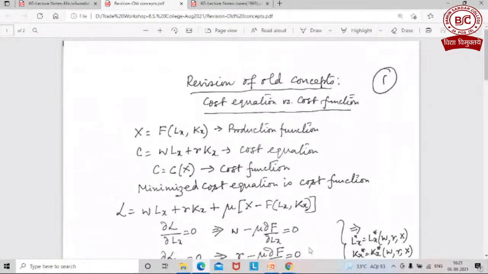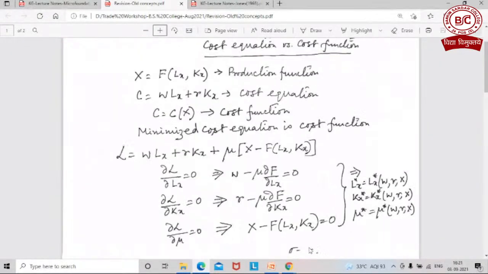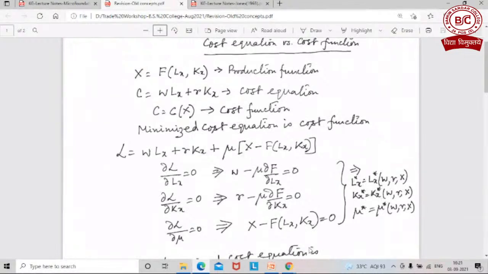The question is how the cost function is related to the cost equation. The cost function is actually the minimized cost equation. So for this, we minimize cost subject to the output constraint. Now, when we minimize cost subject to the output constraint, if you just have a look at this page, you will find the first order conditions. From the first order conditions, we can obtain three equations from which we can solve for three unknowns. And these unknowns are Lx, Kx, and mu.